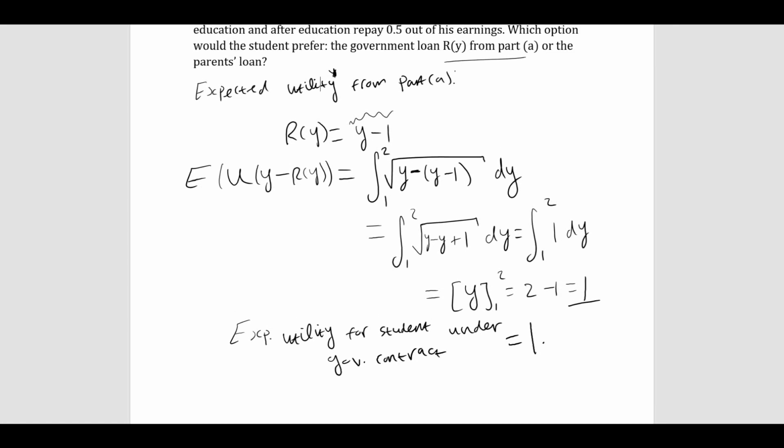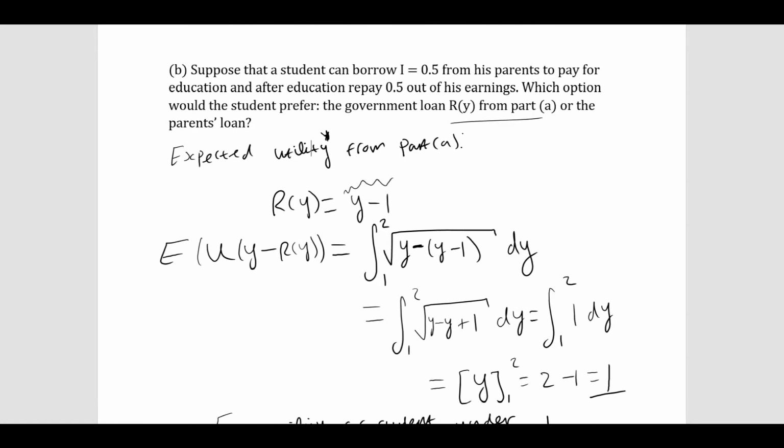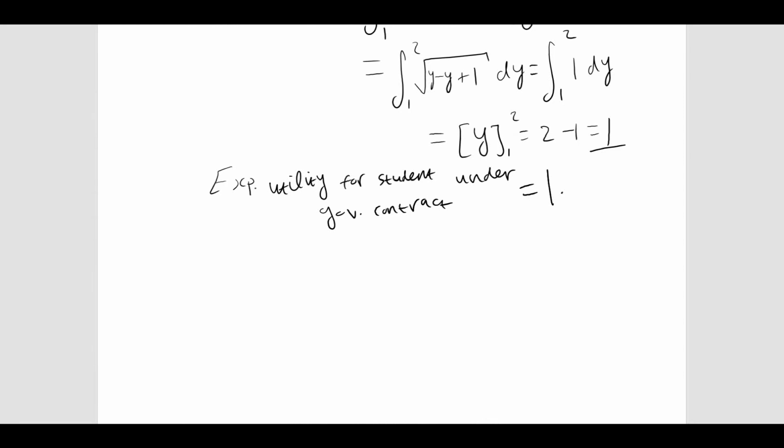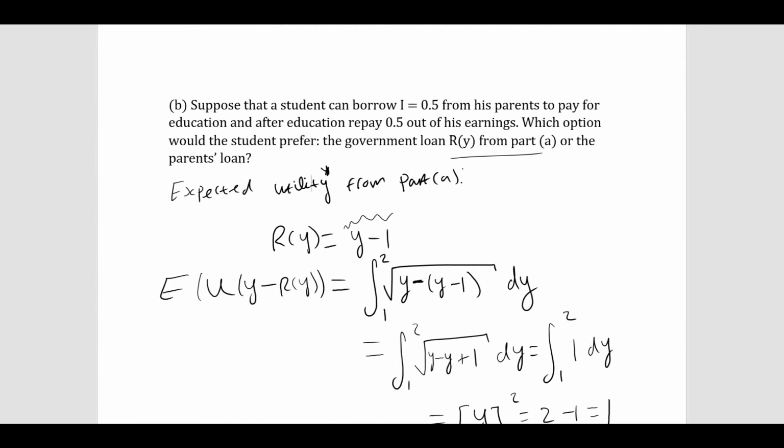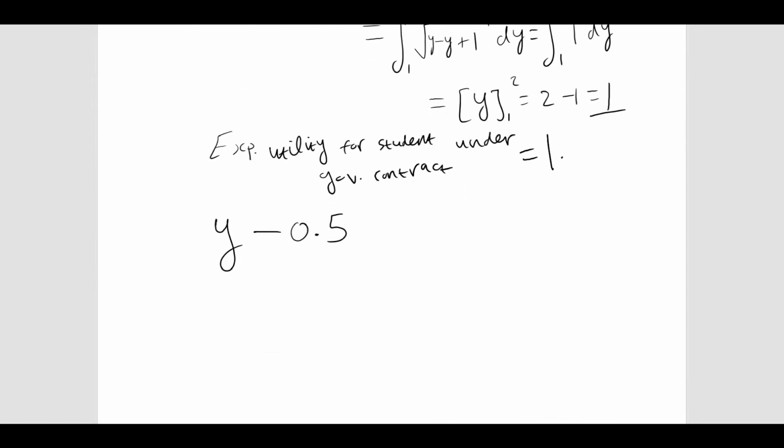It's not easy. So we need to know exactly what the utility function is. Well, we know the utility. We need to know what the expected utility is going to be if he borrows from parents. Well, the thing is, look at what the parents have done. They've basically said he borrows 0.5 and then he pays 0.5 out of his earnings outright. Okay, so what that means is the actual income for the student, so after his earnings, is going to be y take away 0.5. It's not take away R of y, it's just take away 0.5 because he pays that back straight away from his earnings. So basically all we need to do is do the expectation of the utility of y minus 0.5.